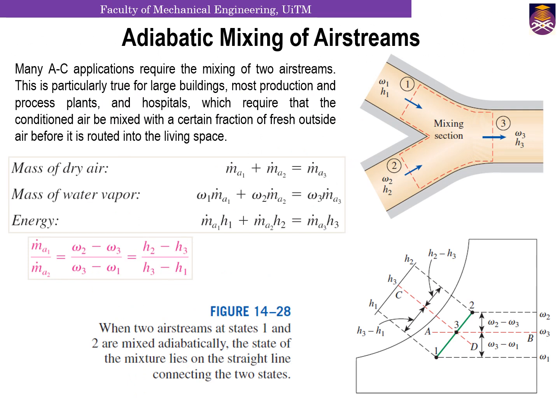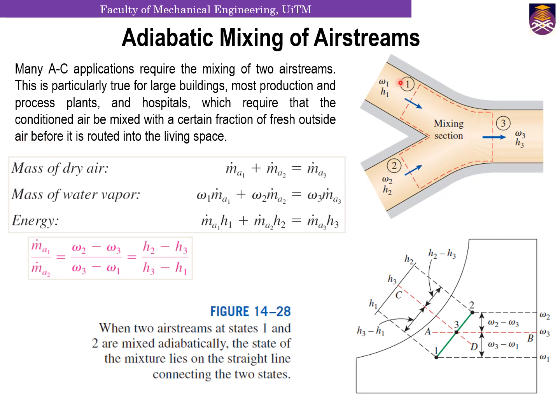And the last one that we have here is your adiabatic mixing of air streams. So in many air conditioning applications, we have two different streams mixing in the adiabatic sections, the mixing section as shown here. So you can have the return air from the confined space of the room coming in, and this is mixed with fresh air coming from the outside. Because in very large buildings or most production and process plants and hospitals, we require that the conditioned air be mixed with a certain fraction of fresh air from outside.